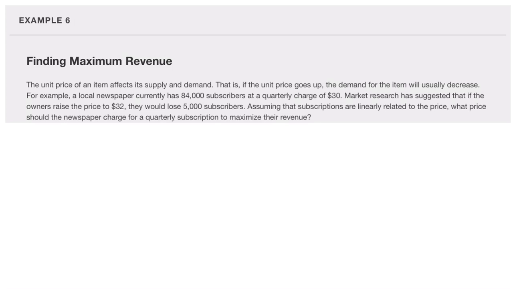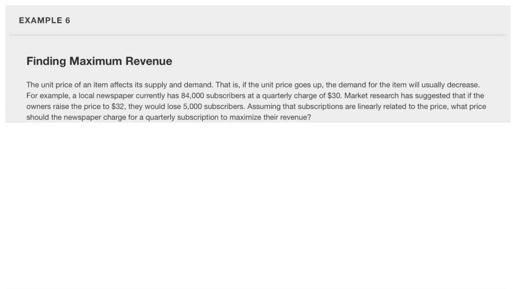So, finding maximum revenue. The unit price of an item affects its supply and demand. That is, if the unit price goes up, the demand for the item will usually decrease. For example, a local newspaper currently has 84,000 subscribers at a quarterly charge of $30. Market researchers suggested that if the owners raised the price to $32, they would lose 5,000 subscribers. Assuming that subscriptions are linearly related to the price, what price should the newspaper charge for a quarterly subscription to maximize the revenue? Let's see if we can get this one.